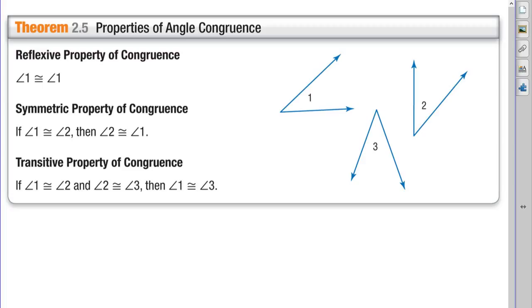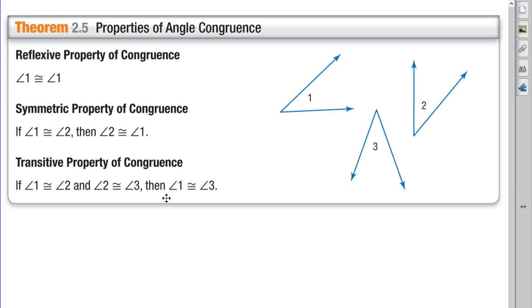Reflexive property, symmetric property, transitive property, they're all back again. We will use transitive property quite a bit in this section as well. Reflexive, some in chapter 4, symmetric, not really. It's just, again, reflexive, anything is congruent to itself. Symmetric, you can switch the order and you're fine. Transitive, if two things are equal to the same thing, they're equal to each other.